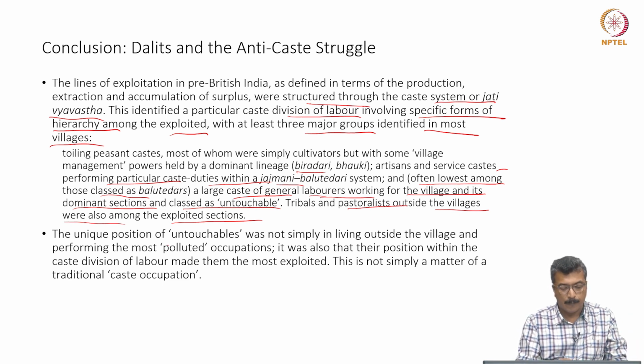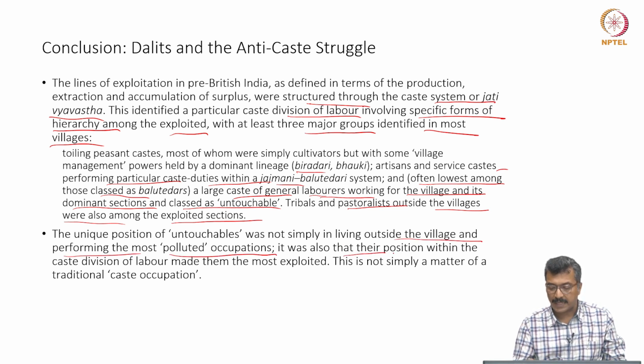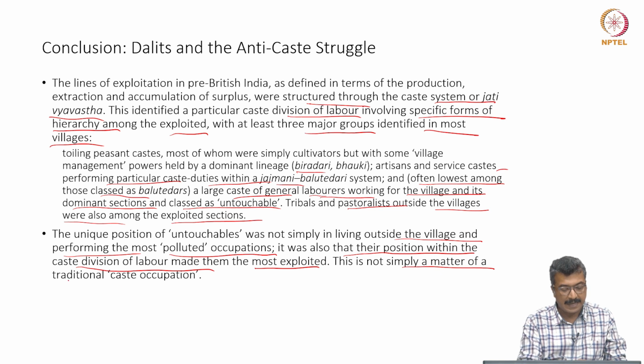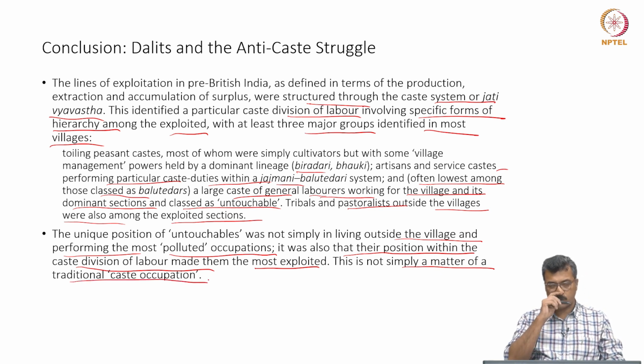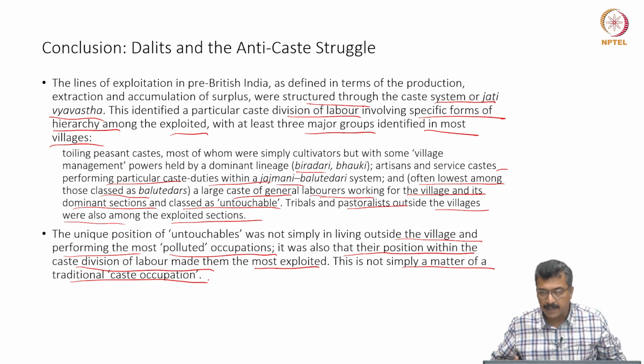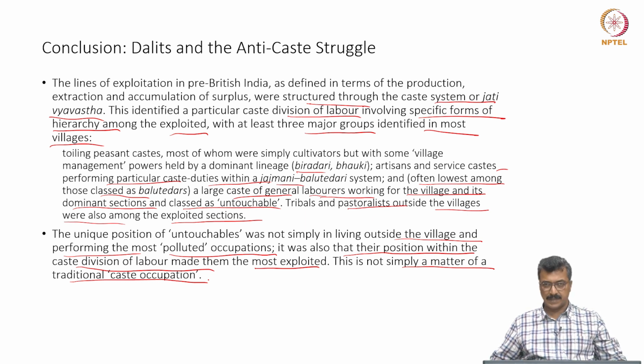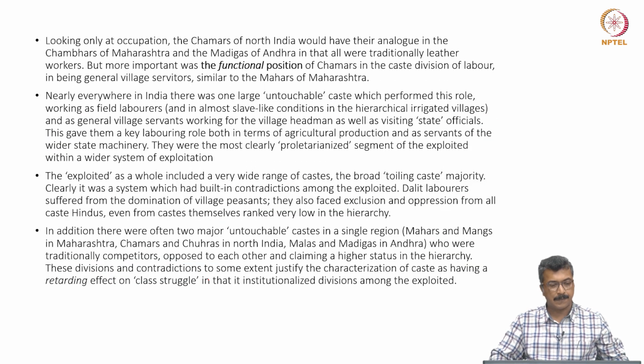The unique position of untouchables was not simply in living outside the village and performing the most polluted occupations. It was also that their position within the caste division of labor made them most exploited. This is not simply a matter of traditional caste occupation. As you know, many of the Dalit castes were agricultural laborers, and their labor was exploited. The surplus was extracted by the upper classes.